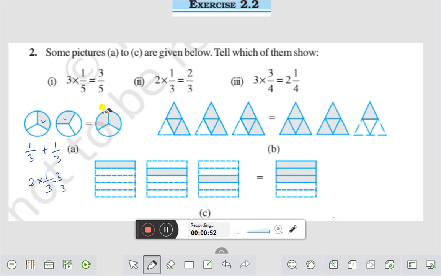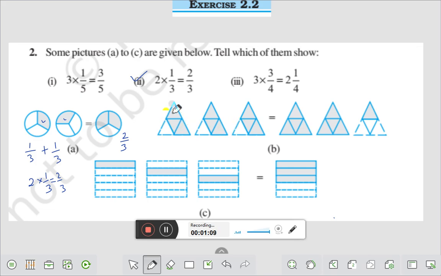In the right side also you see 2 parts are shaded out of 3. So it will be 2 by 3. Right? That means 2 into 1 by 3 is equal to 2 by 3. This is the second case. Right? Now case B. Here you see 1, 2, 3, 4.